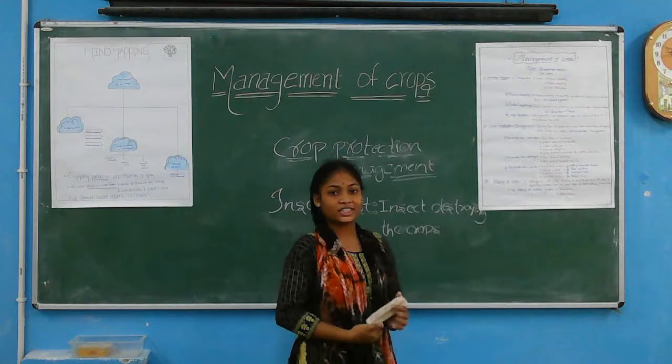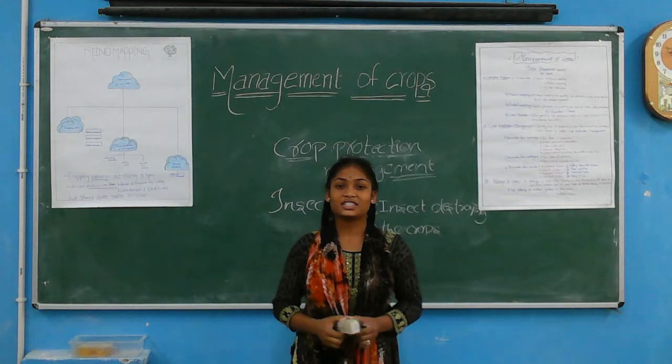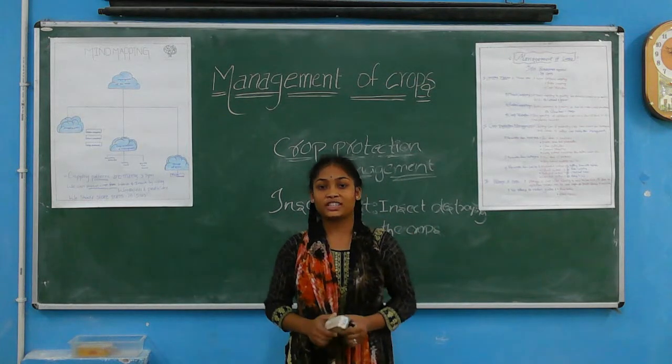There are three types of insect pests. They are chewing insects, sucking insects, and borer insects.